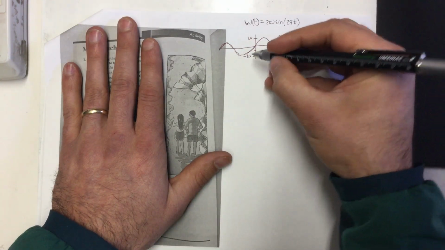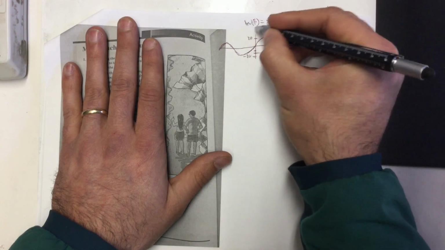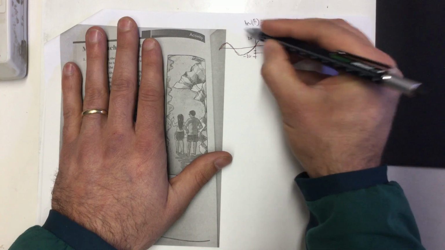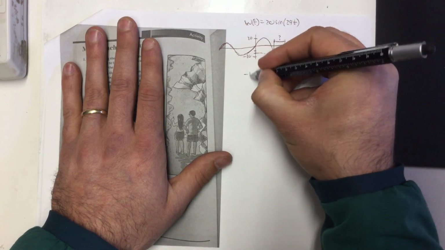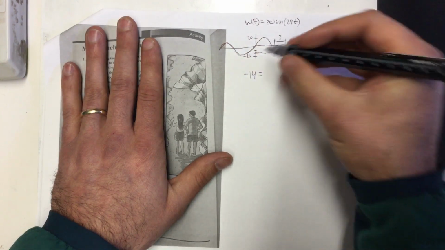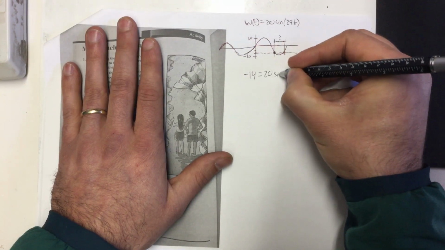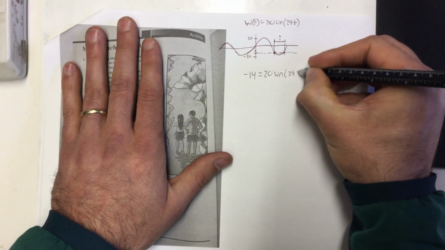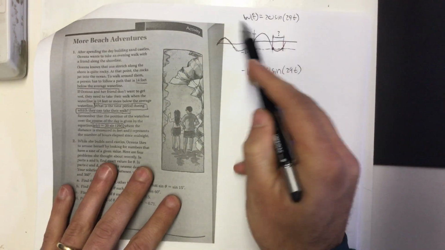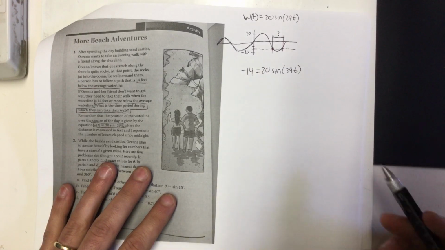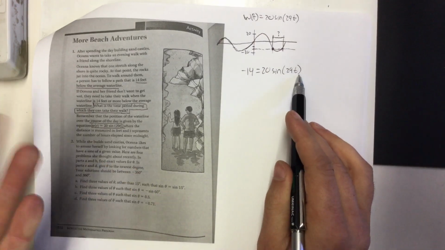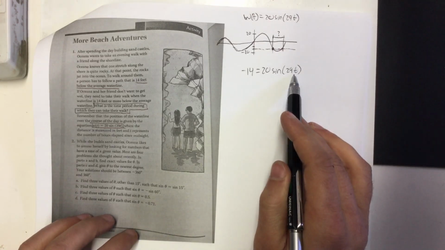So let's do that. If this number represents the water line or the tide line, we can actually set this part equal to negative 14. And we're going to say negative 14 is equal to 20 times the sine of 29t. So all we did was set the water line equal to negative 14, which is exactly what we're looking for. And in this one, you're just going to use your regular algebra steps to solve for t.